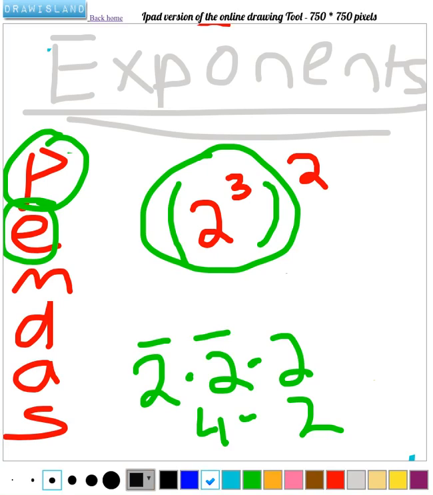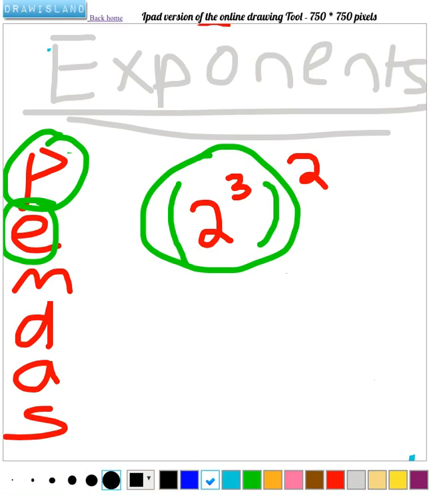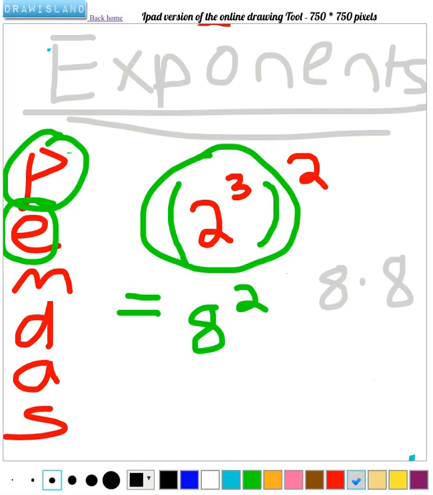So this is equal to 8 to the power of 2. And 8 to the power of 2 is 8 times 8. So that means 8 times 8 is 64. So our answer is 64.